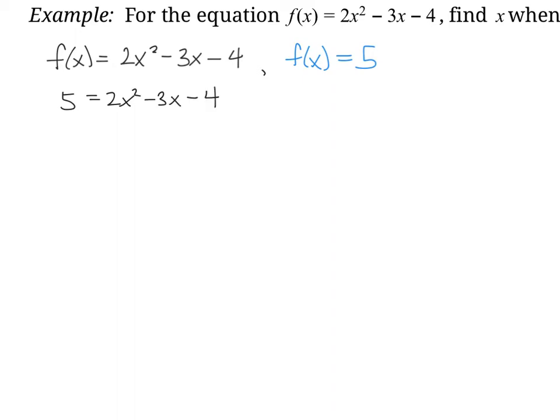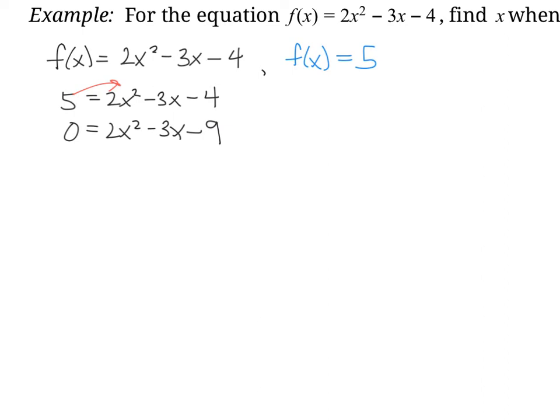Just like some of the other techniques, we need to make sure that one of the sides is equal to 0. So we've got to bring this 5 over. We're left with 0 equals 2x squared minus 3x. I'm going to go ahead and take negative 4 minus 5 right away, and I'm going to be left with negative 9.